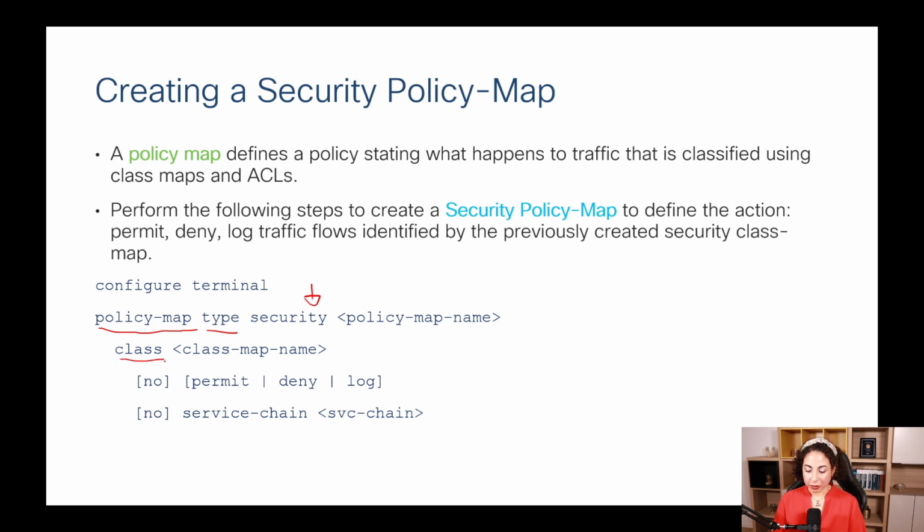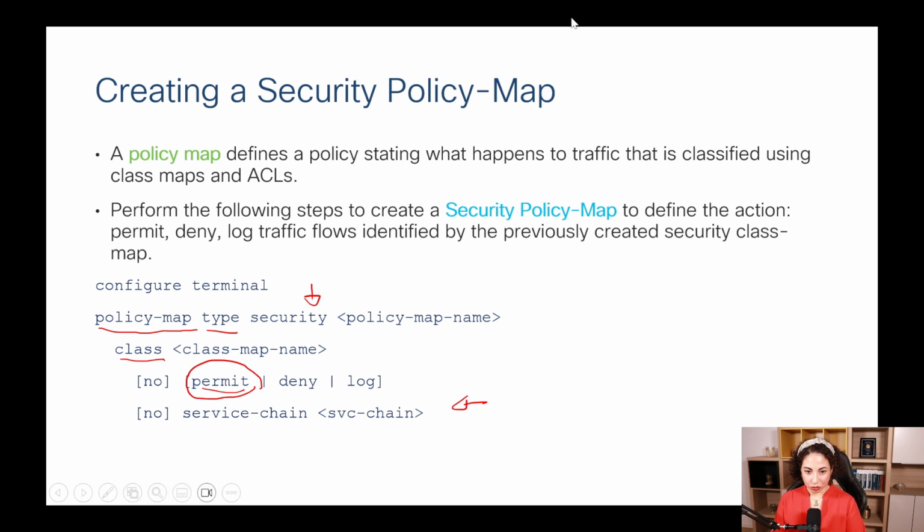So we call the class maps, and we do the kind of action that we have in mind. Is it a permit, a deny, or a log? And the second one, for now, I haven't tested it yet. It is the service chaining, which is for traffic steering between specific devices. I really hope that I will be able to make a video series on that. For the moment, what we will be doing is giving the specific type of traffic that we want to permit.